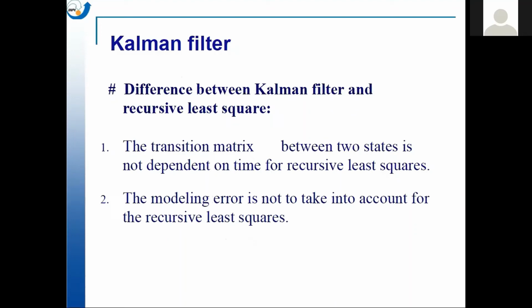And so the difference between Kalman filter and recursive least square: this transition matrix between two states is not dependent on time for Gaussian least square. But the modeling error is not taken into account for recursive least square. But here you are taking advantage, because we already know the statistics about our process.